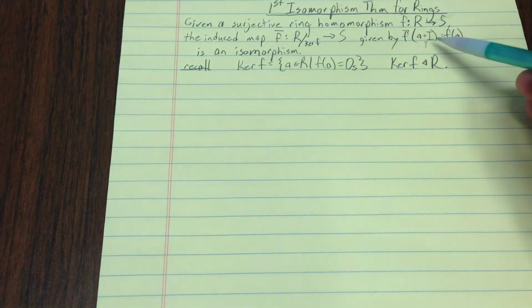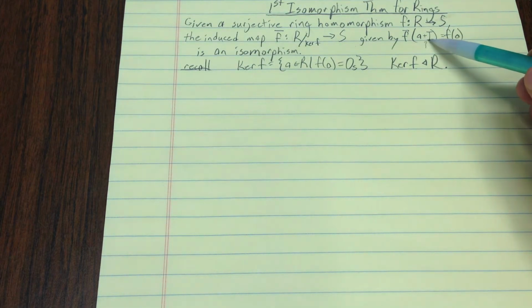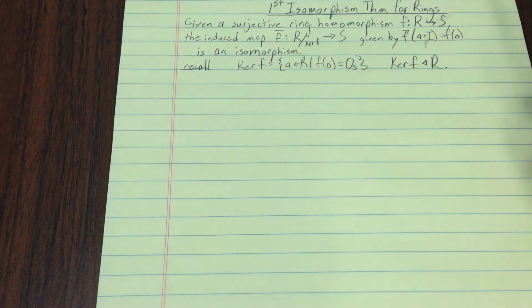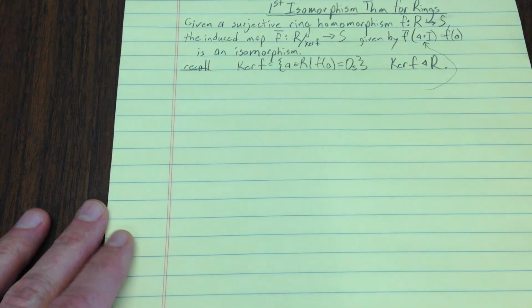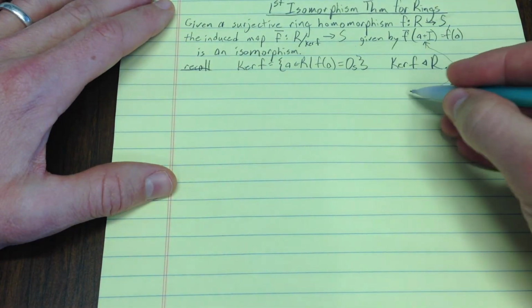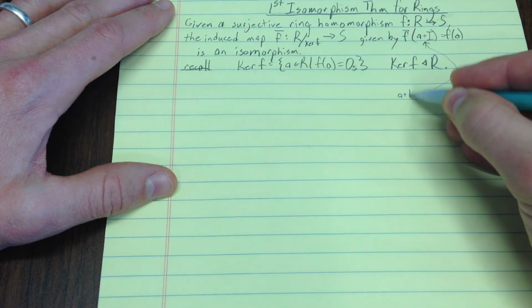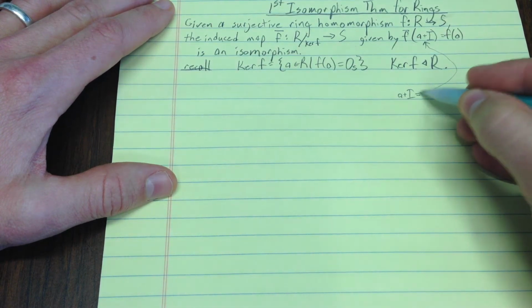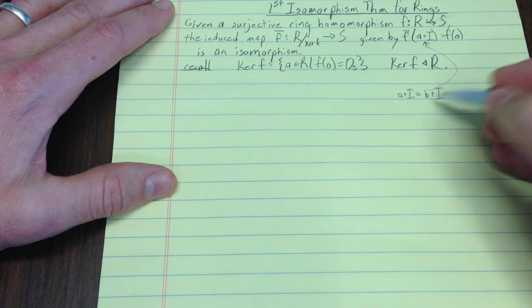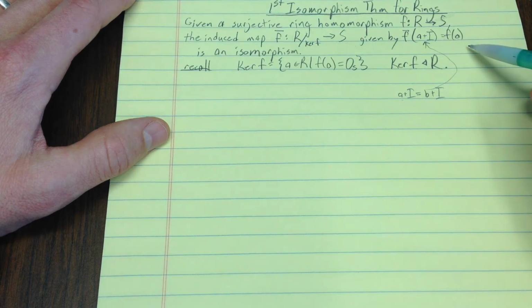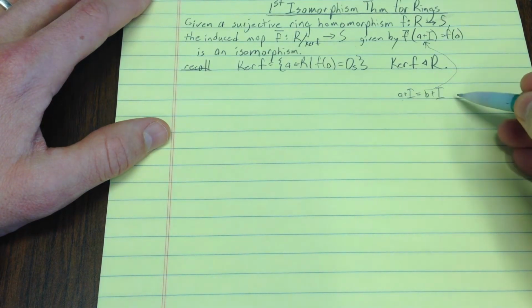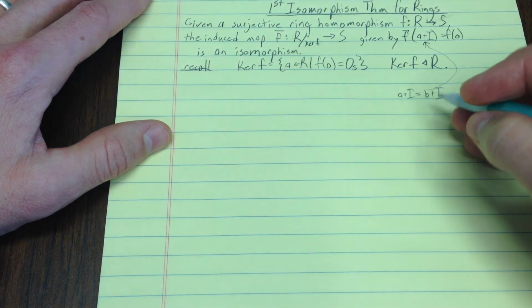Well, it turns out that the element that I want is whatever element f would have taken a to. Now you might say, well, the coset representative that I'm using there is not unique. That's true. You might have a plus I, the left coset represented by a, equal to b plus I, where a and b are totally different things. But the reason that this map is well defined is because if that's true, then think about this.